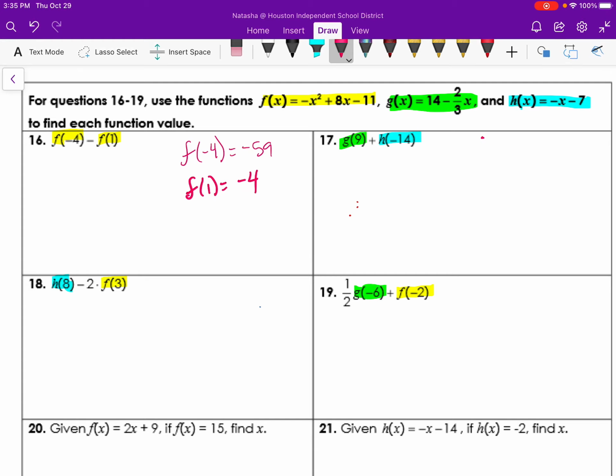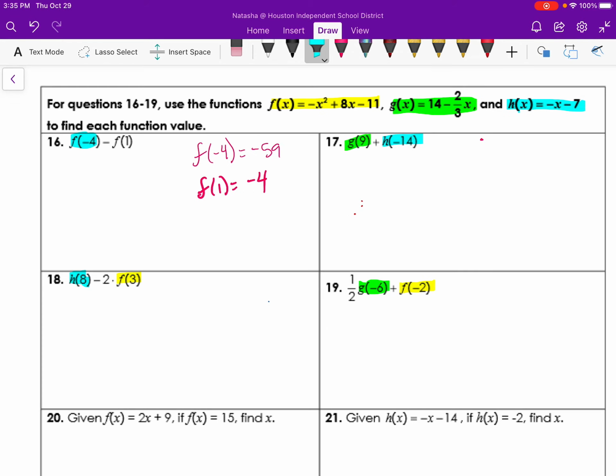Okay, so now I'm going to put these values in place. I'm going to erase this just so you can see it. In place of f of negative 4, we said f of negative 4 was equal to negative 59. So I'm going to put negative 59 in place of that. Then it tells us minus, so I'm going to put minus, and then what we found for f of 1, which is negative 4. This negative minus negative 4 becomes positive, that's like multiplying a negative times a negative. So then negative 59 plus 4 is going to give me negative 55.